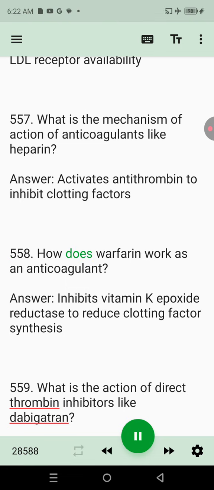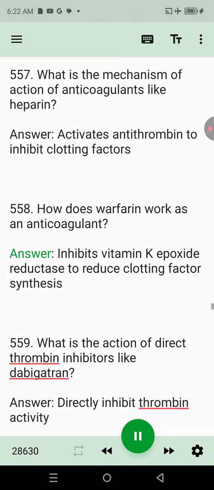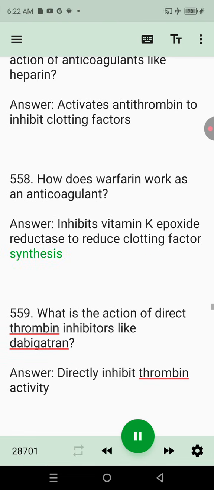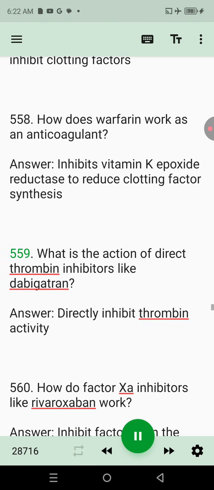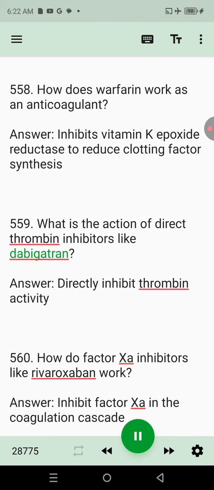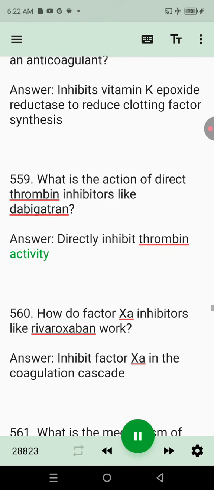558. How does warfarin work as an anticoagulant? Answer. Inhibits vitamin K epoxide reductase to reduce clotting factor synthesis. 559. What is the action of direct thrombin inhibitors like dabigatran? Answer. Directly inhibit thrombin activity.